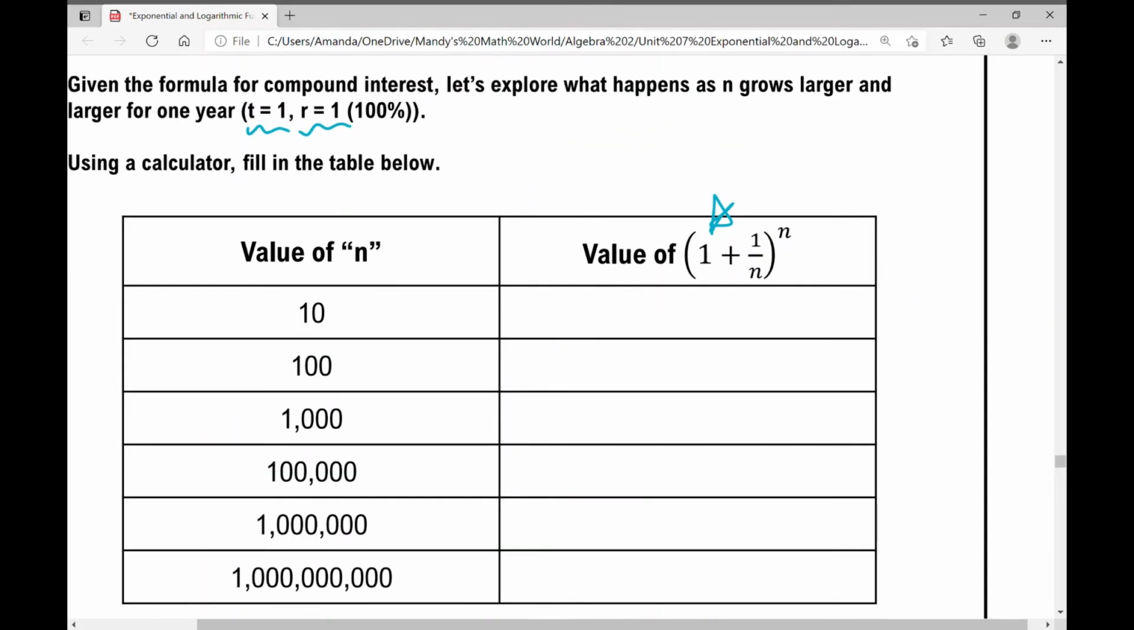So I want you to go through this table and plug in each of these values. This is 10, 100, 1,000. It jumps to 100,000. Then it goes to 1,000,000, and then it jumps to 1 billion. So just keep in mind that it doesn't flow in multiples of 10. It jumps a little bit. So let's plug in those values.